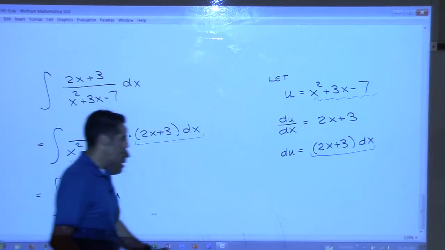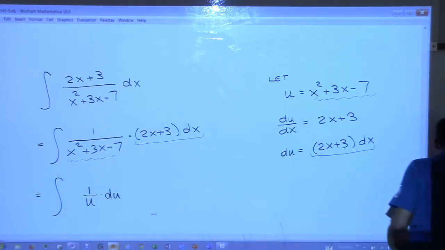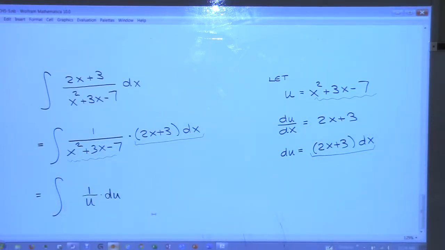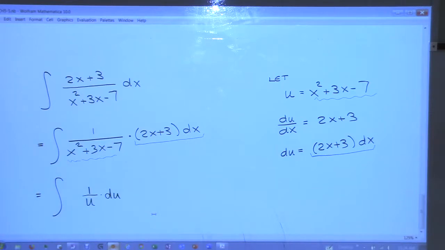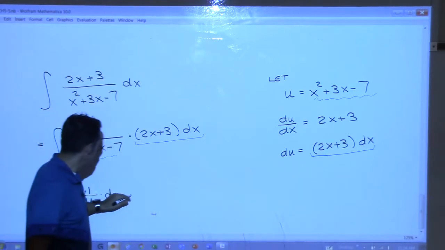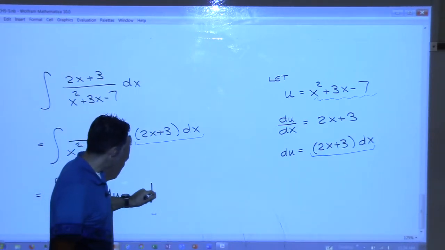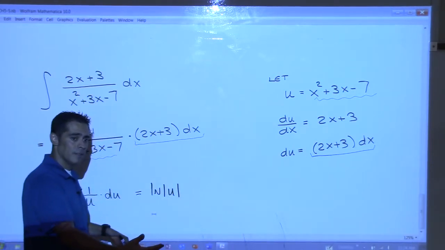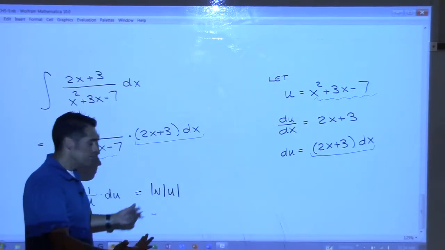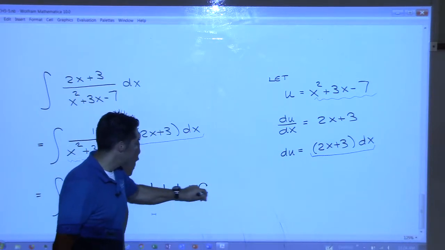Now, Max, what's the antiderivative of 1 over u? Natural log of u, right? Now, normally we put natural log of the absolute value of u. That's a formula, but it should be up here. Max knows it, so it's natural log of the absolute value of u. And then we always have to put what there at the end, Max? Plus our constant. All right, so there we go.